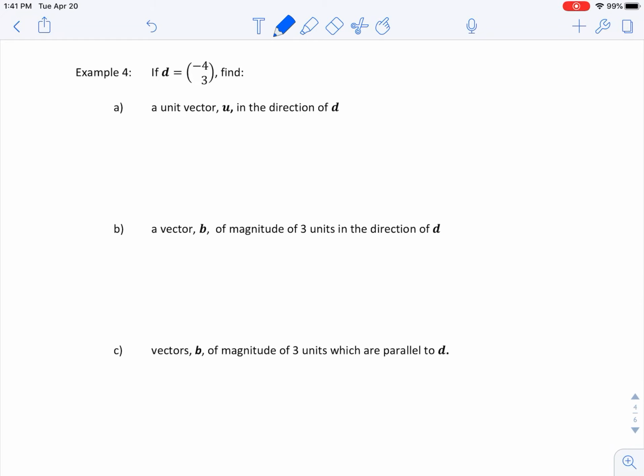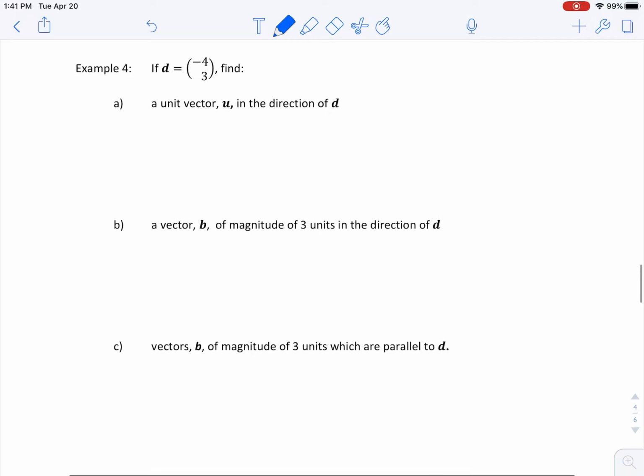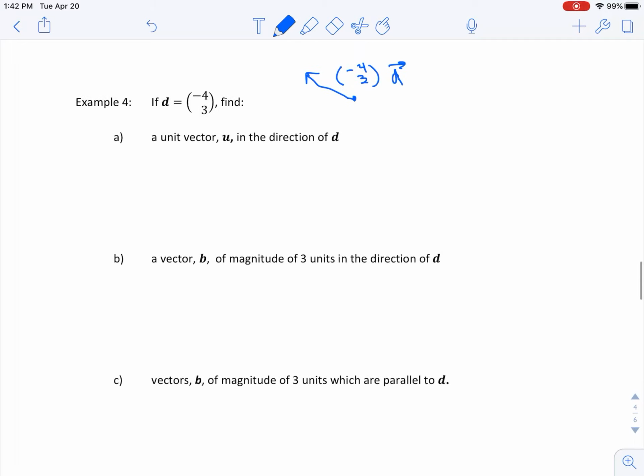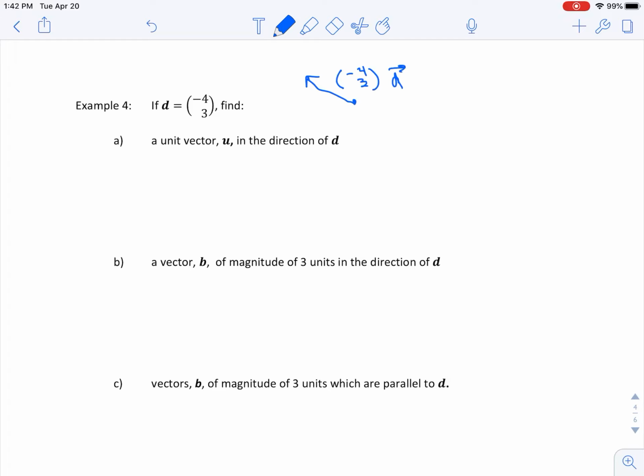All right, so this particular problem says that we have a vector d, which is -4, 3, and we could even draw a picture of that if we wanted to. So -4, 3 basically means I'm starting somewhere, I'm going back 4 and up 3, so it's going to look something like this, okay? So there's our -4, 3, and that's our vector d. And this says we want to find a unit vector u which goes in the same direction as d. So basically we're trying to find a unit vector, so it has to be only 1 unit long, and it has to go in the same direction as d.